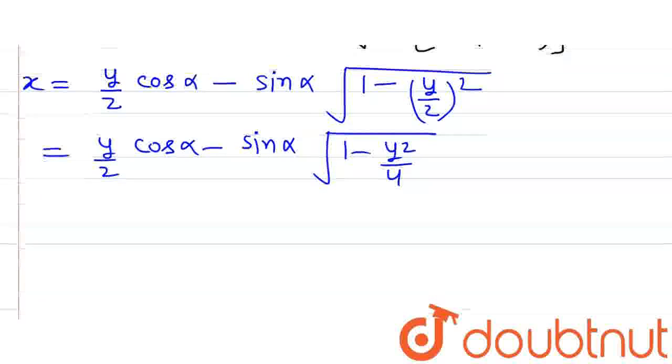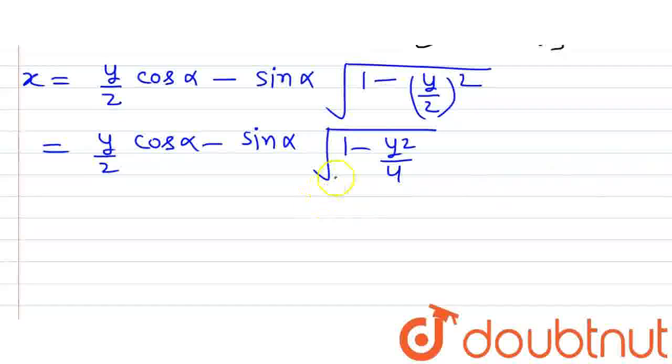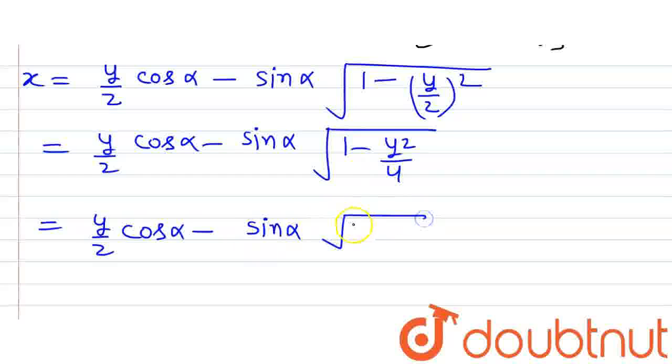Now simplifying it further, taking an LCM here, we will get under root, so here we will have again y by 2 cos alpha as it is minus sin alpha, and this 4 that is in the denominator, because when we take the LCM we will have 4 minus y square divided by 4, which will be under root 4. Under root 4 is 2, so we will have this.